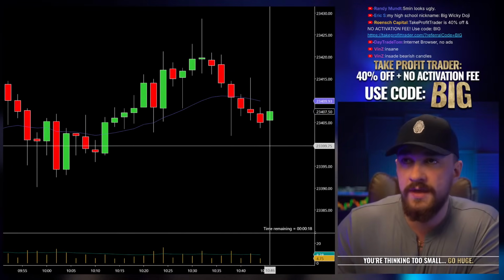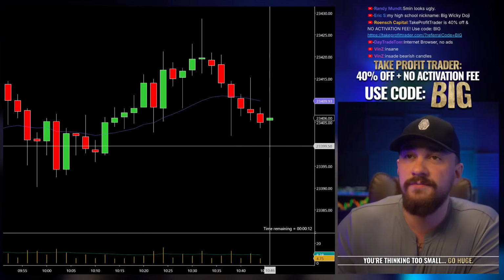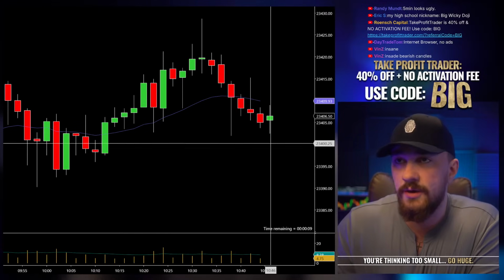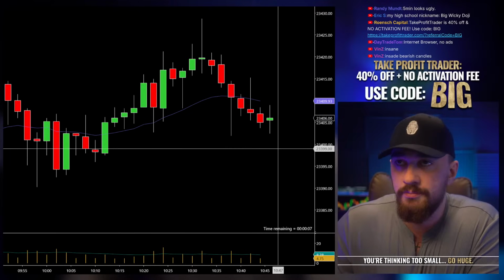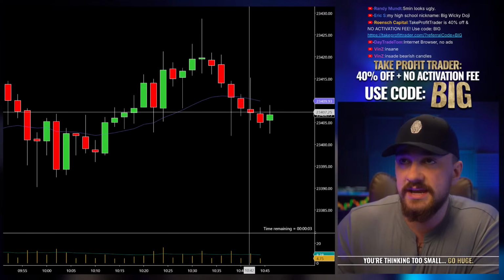Really hard to short that because we know how brutal of a range this is. If you force me to do anything in that scenario, I would buy the rollover. I would buy the close of that strong bear bar. But it's tough, right? Because look at how many consecutive bear bars we have.